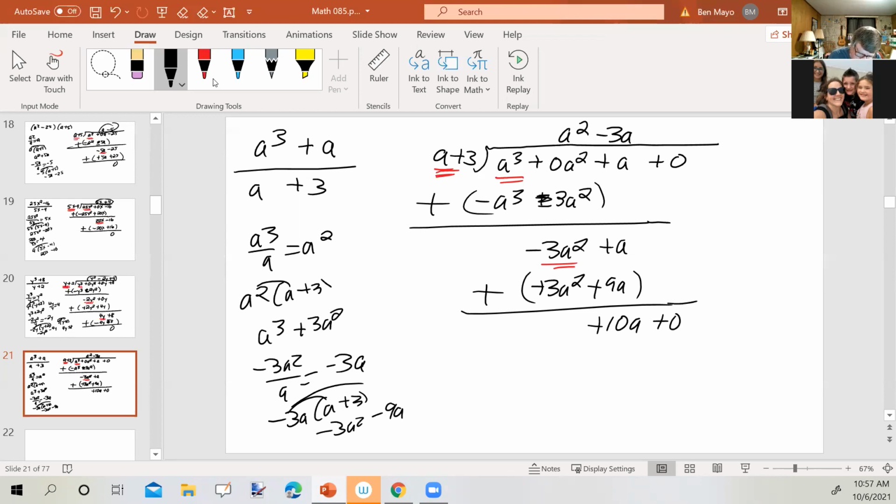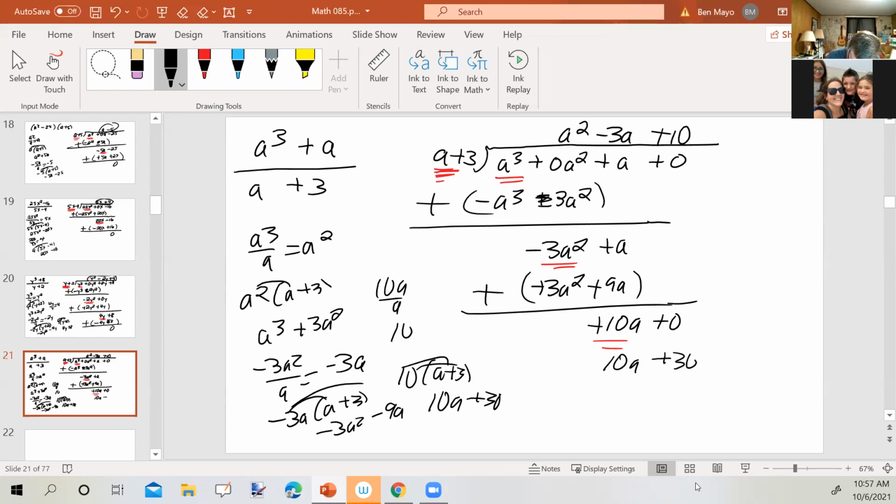Okay, so 10a divided by a is 10, so plus 10. And we get 10 times a plus 3, 10a plus 30. Subtract that from what's up above, change it to addition of the opposite. 10a plus negative 10a is 0, 0 plus negative 30 is negative 30. So my answer is a squared minus 3a plus 10 plus negative 30 over a plus 3.